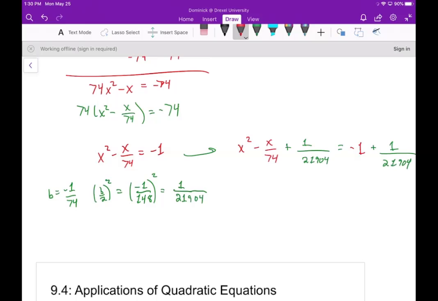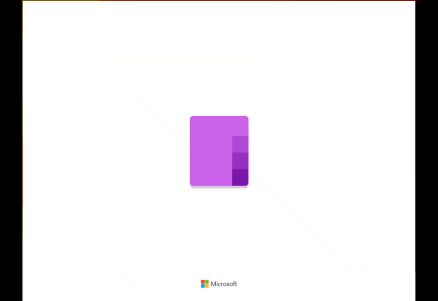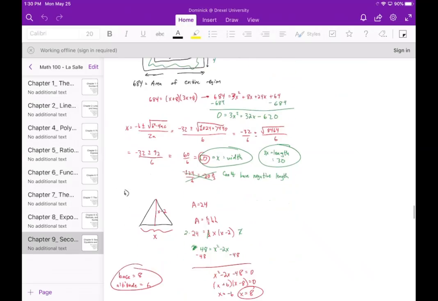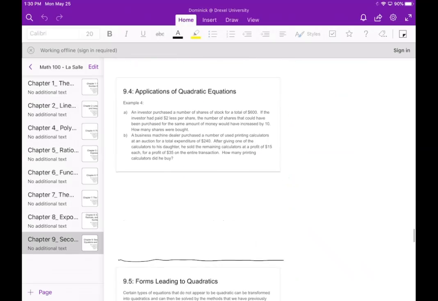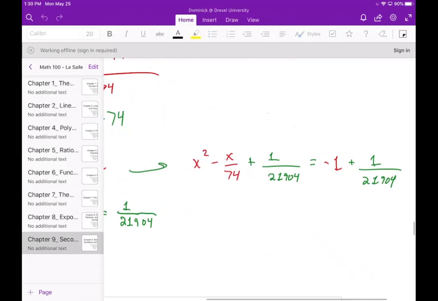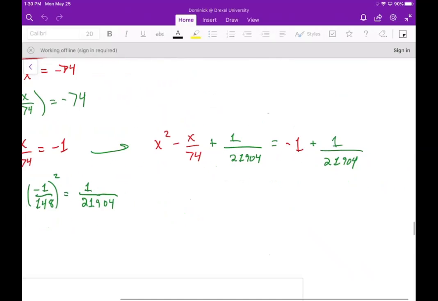So now on the left side, I can factor this as a perfect square, right? So this is going to become x minus 1 over 148. Oops. I must have accidentally hit the home button. Okay, so let's see, where was I? Oh, here we go. Okay, so let's bring this back. Okay, so back to where we were.